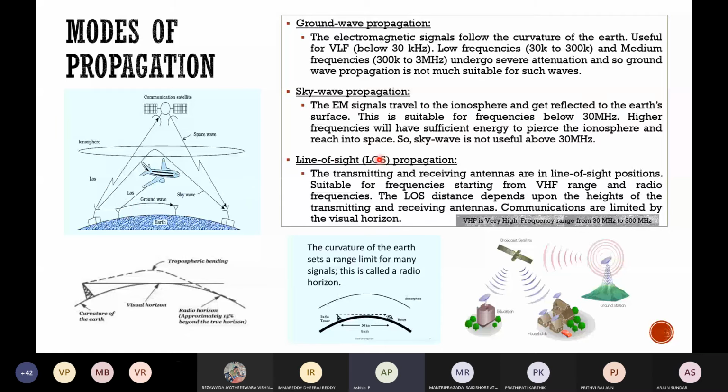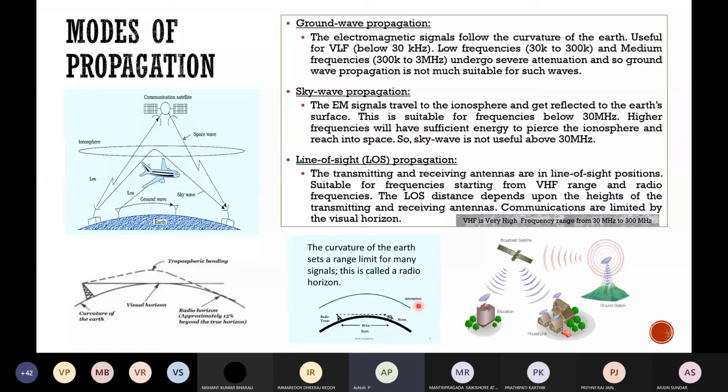Then one more is line of sight. Line of sight means the transmitter and receiver should be able to see each other in terms of radio propagation. It is optical. If you are able to see each other, then it is line of sight. So imagine if you can see radio waves. If you stand on the receiver tower, and you are able to see the transmitter, then that is line of sight.